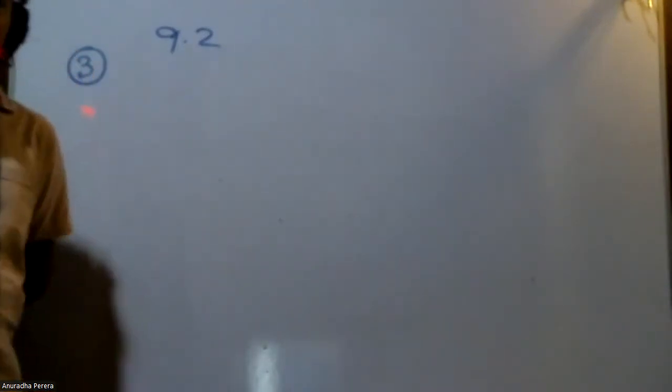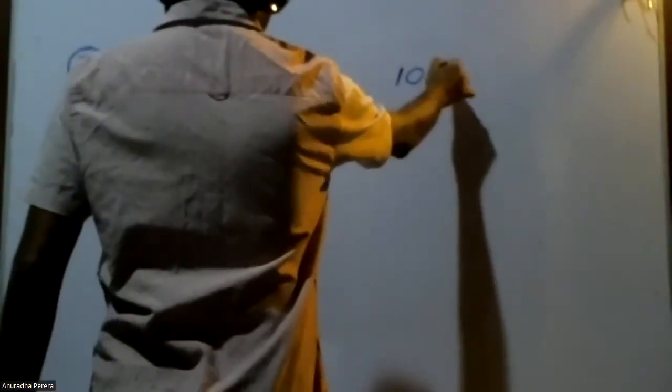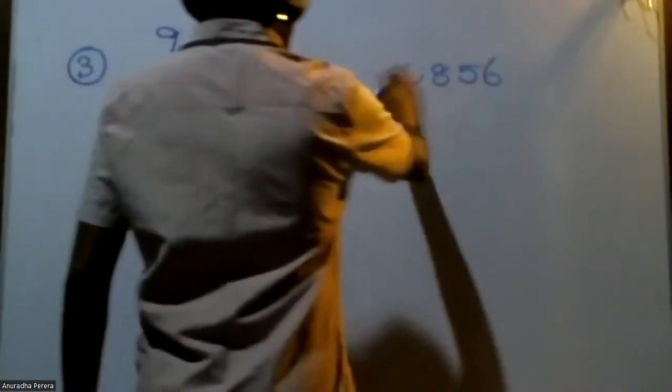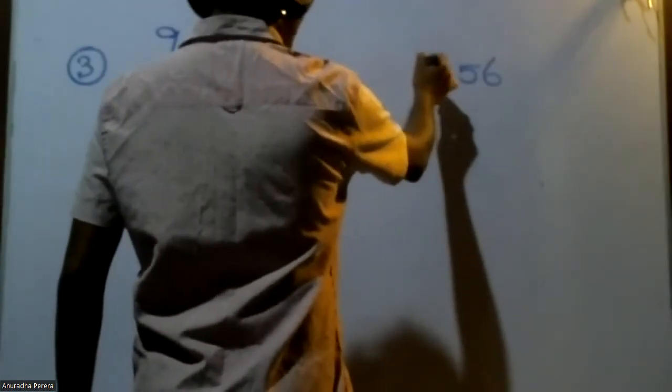Radha deposits 8,000 in an account, paying 12% annual interest compounded yearly. After 1 year, the bank interest rate drops to 10%. Yes, what is the answer? Tarushi, tell me the answer. 1,856 rupees. 1,856. Right.